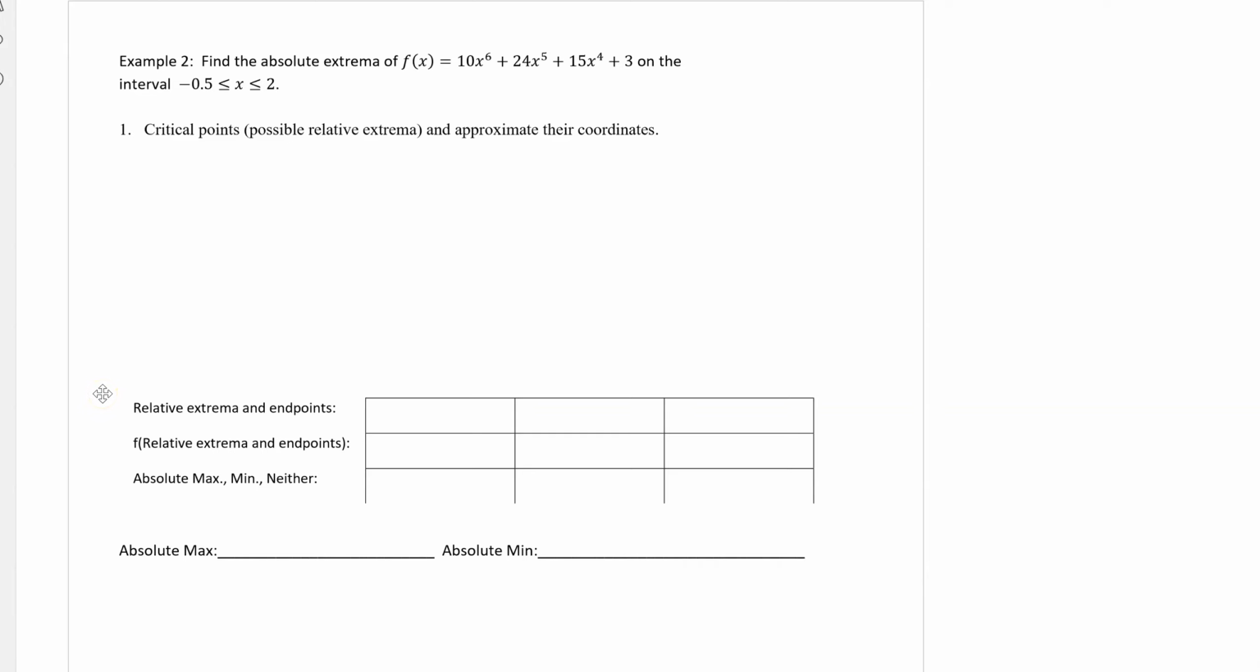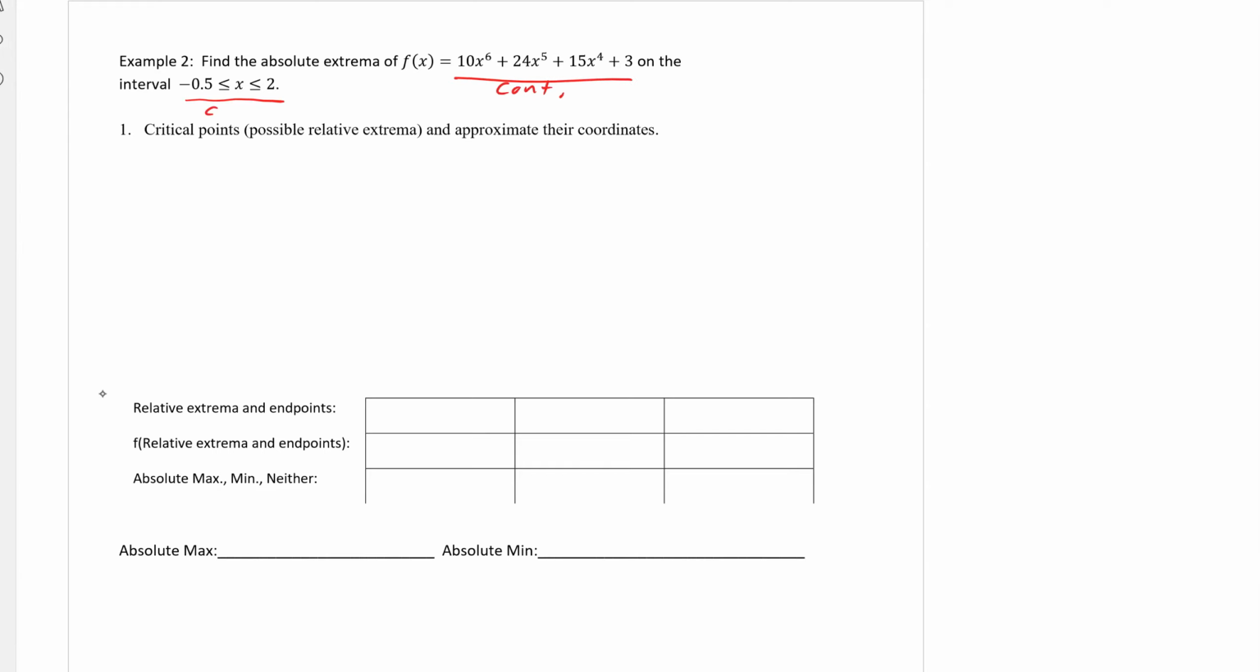All right, so on this question, all we're looking for is absolute extrema. We're not looking for relative max, relative min, and intervals of increase. Just what is the biggest number and what is the smallest number. And what we're given here is a closed interval, and we're also given a continuous polynomial.